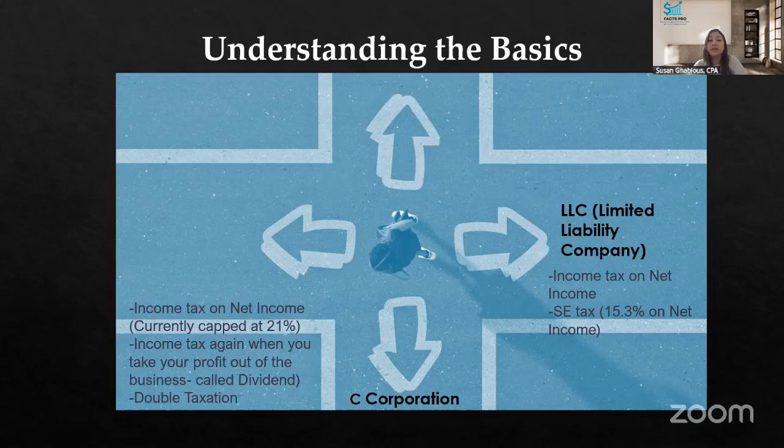But the problem is you get taxed, income tax again, when you take your profit out of the business, which is called a dividend. That's why the C Corp is subject to what's called double taxation. Why is it double? Because number one, you get taxed on your net income when you're making a profit. And number two, when you take this profit out of the business, like you pay yourself, the payment is called a dividend, and you get taxed on this with another income tax. So it's double taxation.